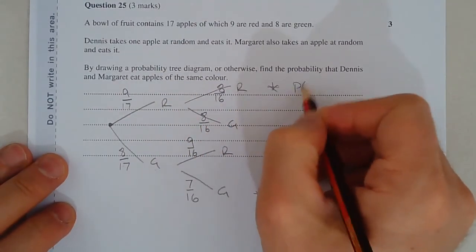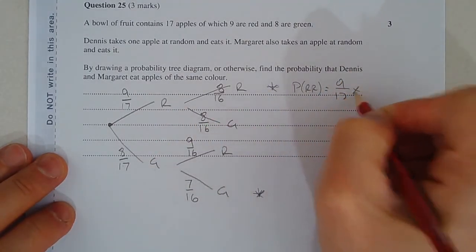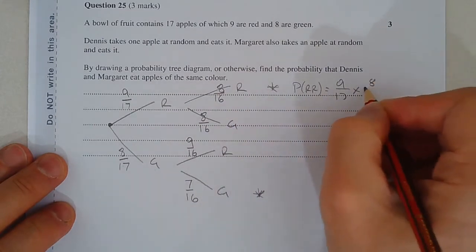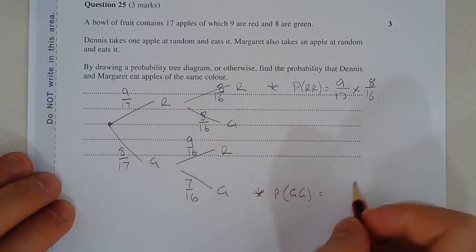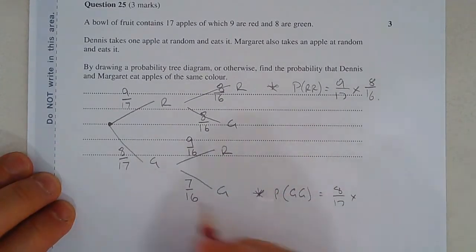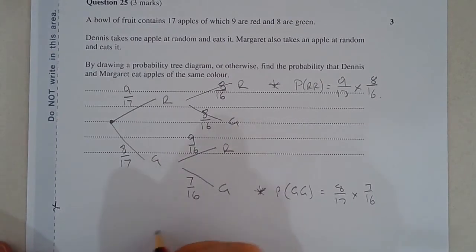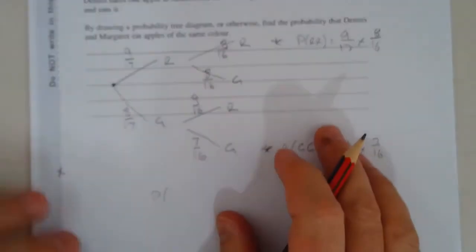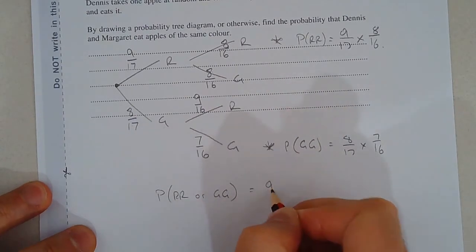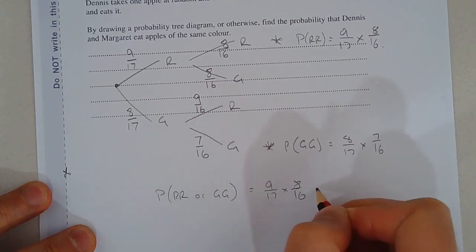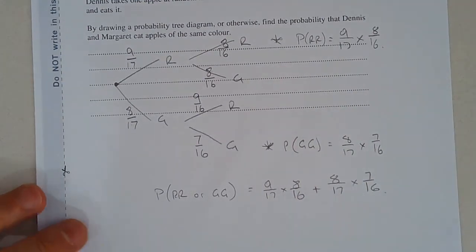So probability of red red is equal to 9 on 17 multiplied by 8 on 16. Probability of green green is equal to 8 on 17 multiplied by 7 on 16. What we do then is we add those 2 together. So the probability of red red or green green is equal to 9 on 17 multiplied by 8 on 16 plus 8 on 17 multiplied by 7 on 16.